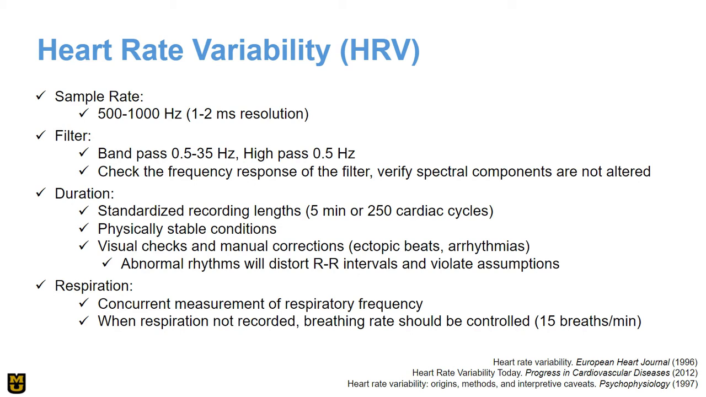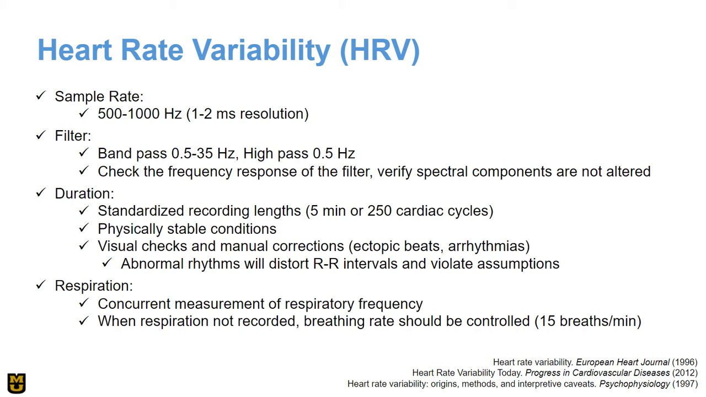The other thing then is that you need to standardize your recording lengths. So if you're going to measure heart rate variability, you really need a file length of about 5 minutes or 250 cardiac cycles. And then you need that file length to be consistent between participants or interventions.